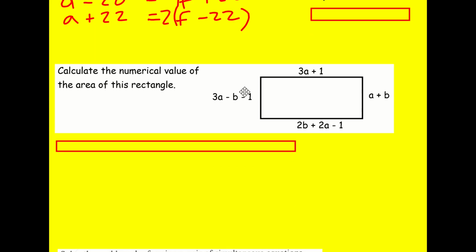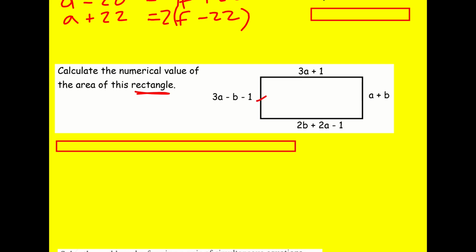Wow. So we've got algebraic expressions throughout. And then we need to calculate the area. That does not mean that we multiply this algebra out. It means we have to set up some simultaneous equations, solve them, and get the sides, and then get the area. Okay, the crucial thing is this rectangle bit.